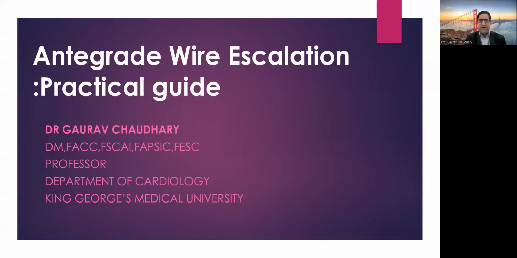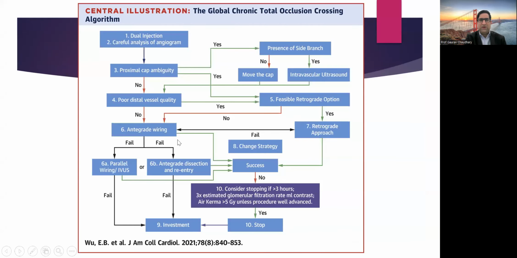So, to start with, I will be discussing mainly the antegrade wire escalation. In this global CTO algorithm, first of all, a dual injection should be taken and careful analysis of the angiogram should be done. And if there is proximal cap ambiguity, then of course we have to take a different route. That is, we have to see if a side branch is present, then we should do the IVUS guided puncture. And if there is no branch, then the move the cap approach is usually done.